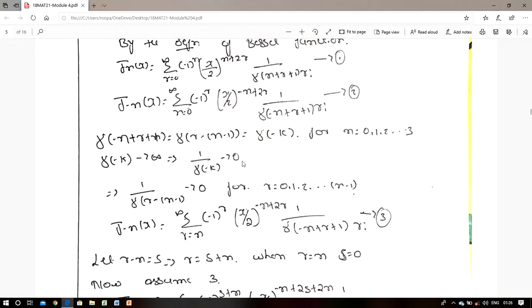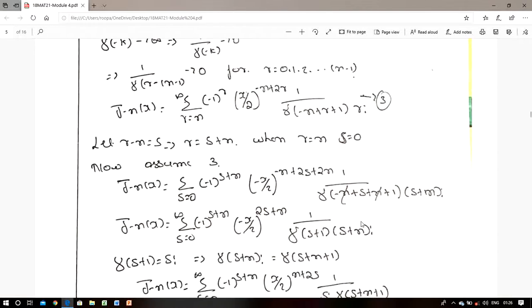Now we come to equation number 2. That is J of minus n is equal to summation r is equal to n to infinity, minus 1 to the power of r, x by 2 whole to the power of minus n plus 2r into 1 by gamma of minus n plus r plus 1 into r factorial. Now, in this equation, you have to take r minus n is equal to s.